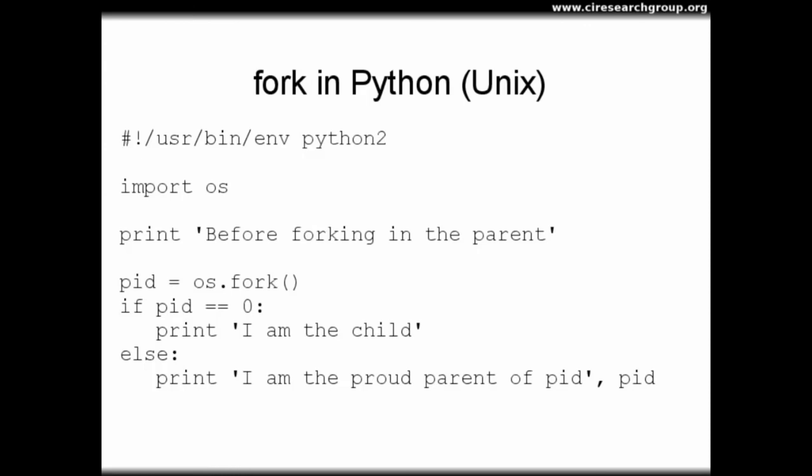Since the value of PID is 0 in the child process, the child message will be printed. In the parent process, where the value of PID is not 0, the parent message will be printed. Both messages will appear in the output of the script, but the order of the messages is not guaranteed and may change.